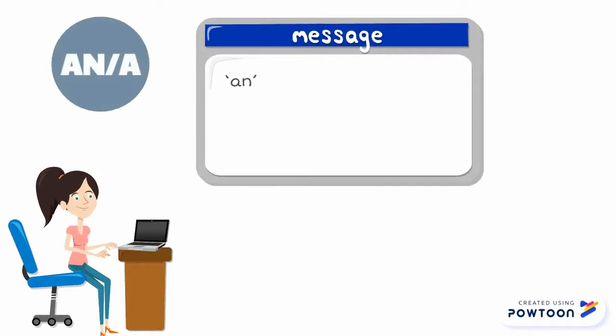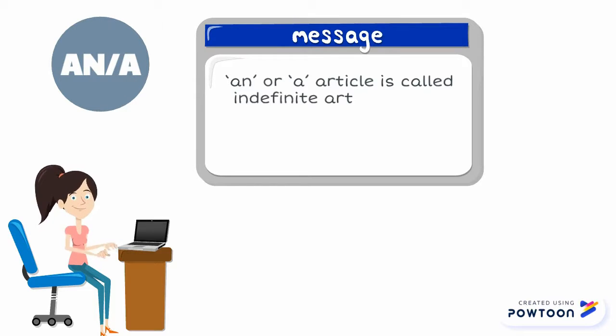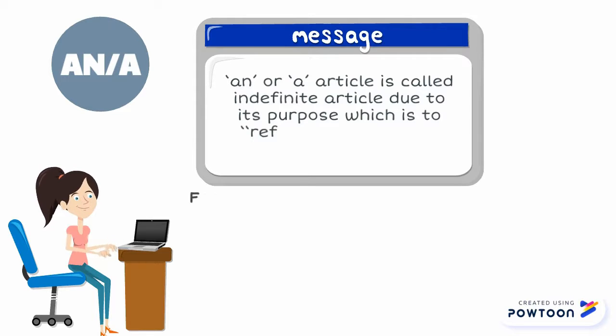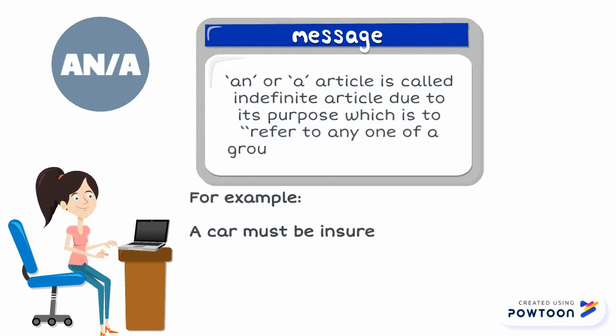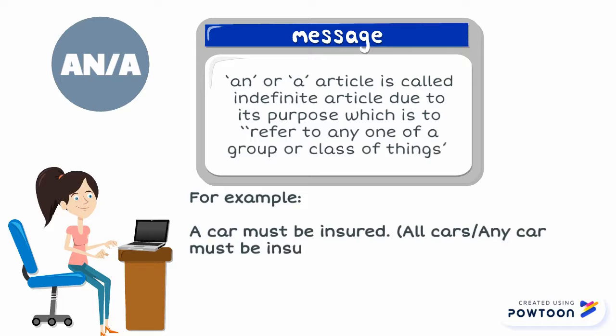On the contrary, a and an are called indefinite articles due to their purpose, which is to refer to any one of a group or class of things. For example, a car must be injured, a child needs love.